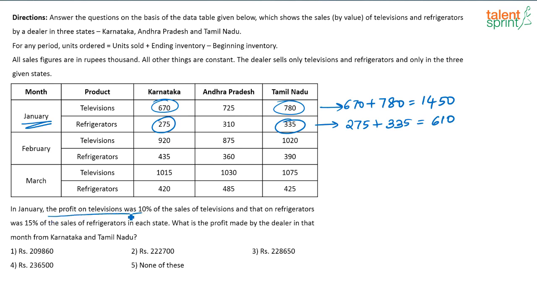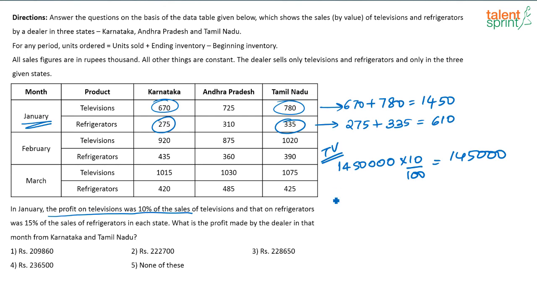Profit on television was 10% of the sales. So, how much was sold? 1450 followed by 3 zeros, right? This was the sales of television and the profit on that was 10% of this, which is nothing but, correct? This is 10% of the sales, which is the profit.